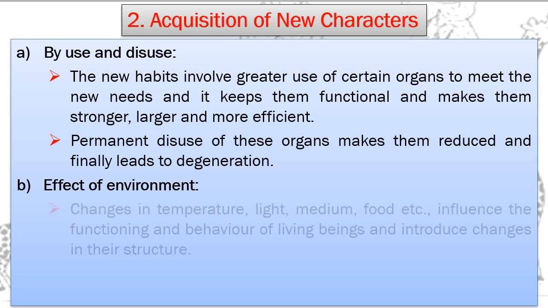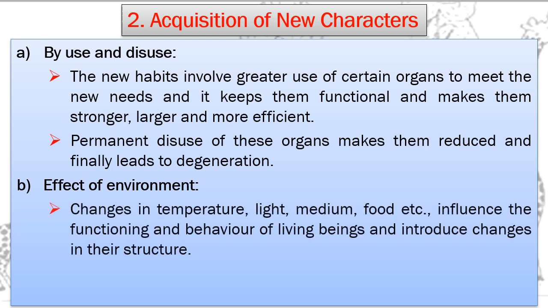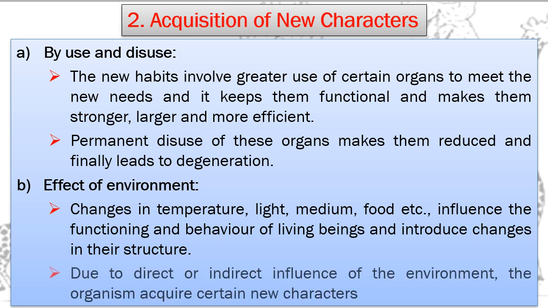So second is the effect of environment. Changes in temperature, light, medium, food, etc. influence the functioning and behavior of living beings and introduce changes in their structure. Due to direct or indirect influence of the environment, the organisms acquire certain new characters. So according to Lamarckism, environment plays an important role in influencing the organisms. The living organisms react to the external conditions and they become modified in response to the changes in the environment. And the change in the habits initiates the formation of new organs, or some modifications may be seen in the existing organs.